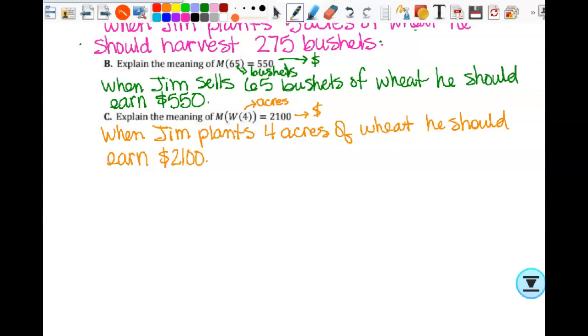Okay. So I said when Jim plants 4 acres of wheat, he should earn $2,100. Okay, or you could say it differently, but you can't just say 4 acres. Like 4 acres of what? 4 acres of corn? 4 acres of strawberries? I don't know. 4 acres of wheat, he should earn $2,100. Any questions on any of that? We good? Okay. So we still need to do the back, which will go pretty quickly on Monday.